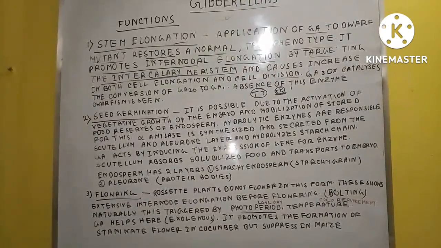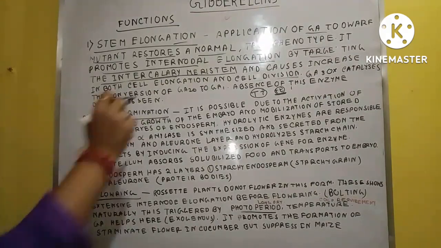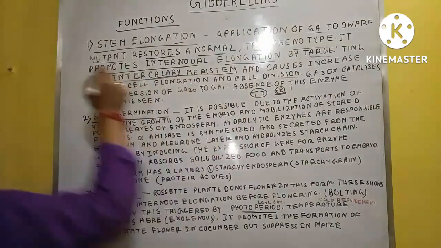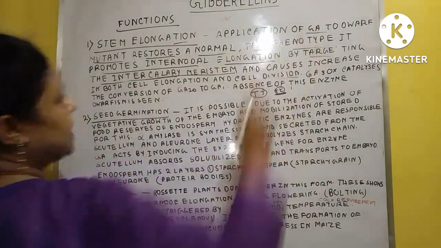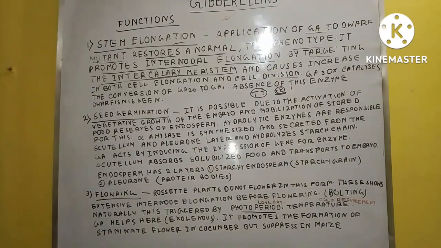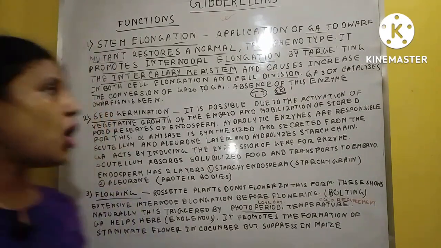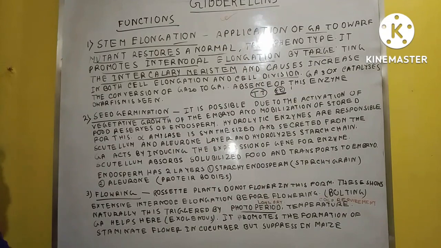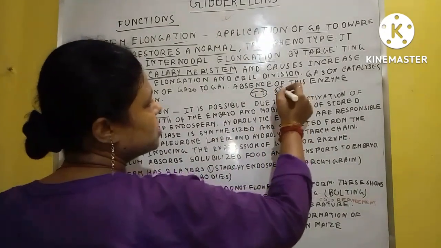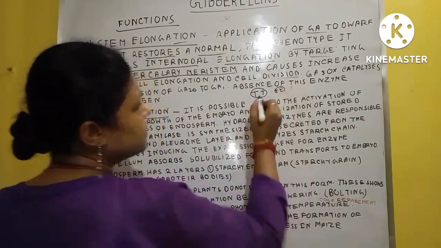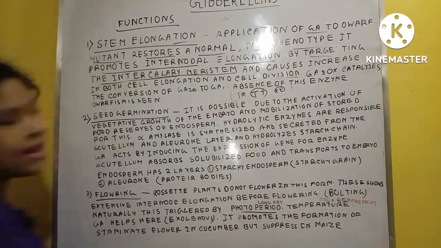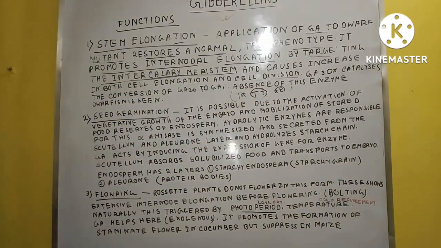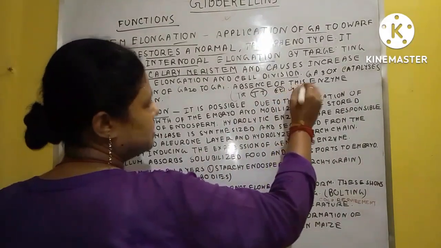So what happened? Stem elongation: the application of GA to the dwarf mutant restores a normal tall phenotype. When we apply the gibberellin on the mutant plant that has this type of genes, capital TT means the tall plant, and small tt means the plant is dwarf.